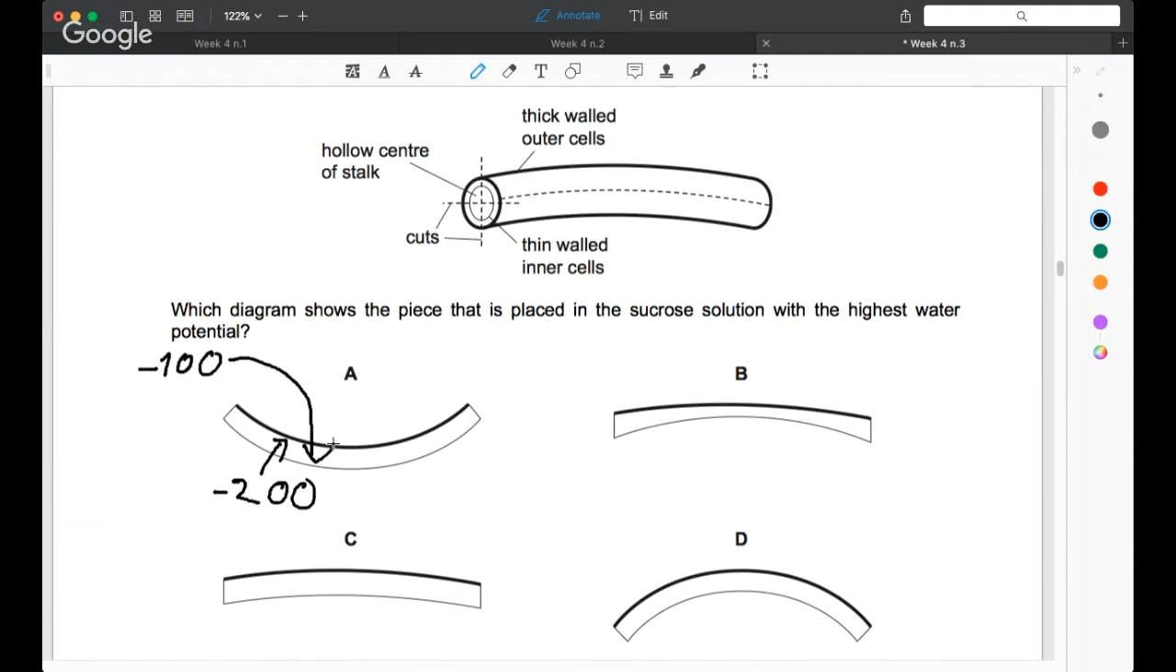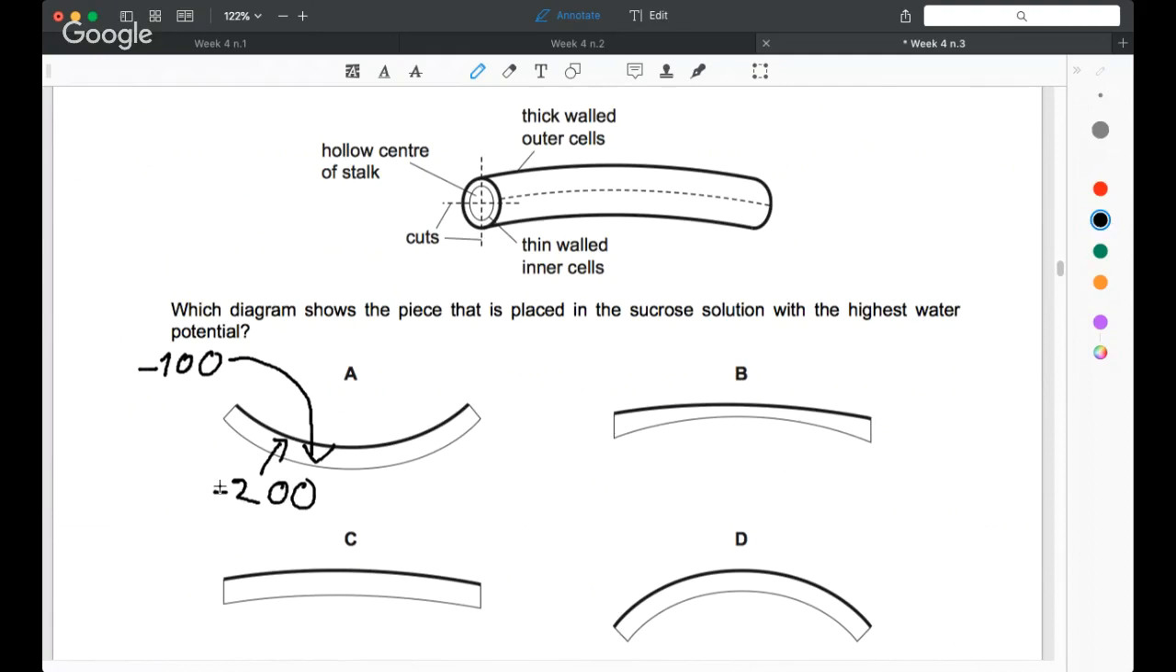Okay. See? So talk me through the thinking. Okay. So water will move by osmosis from high to low water potential. Yeah. So it'll move into the plant. The cells will become turgid. So it's definitely not B. Good. B is eliminated.